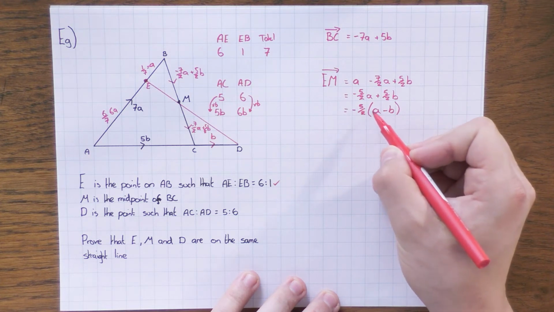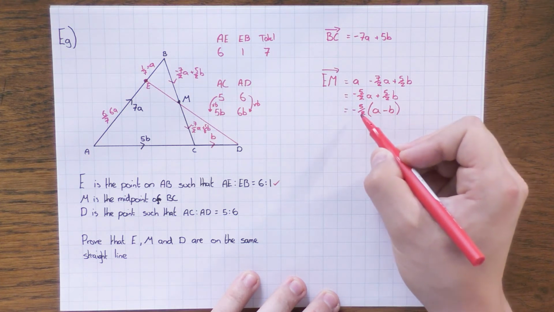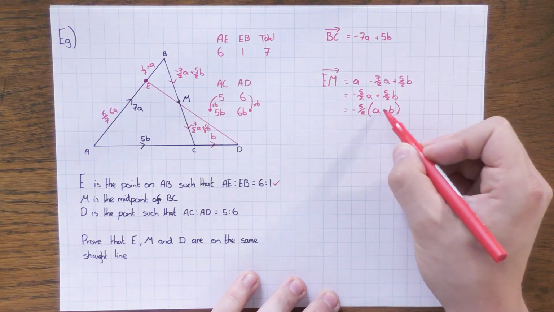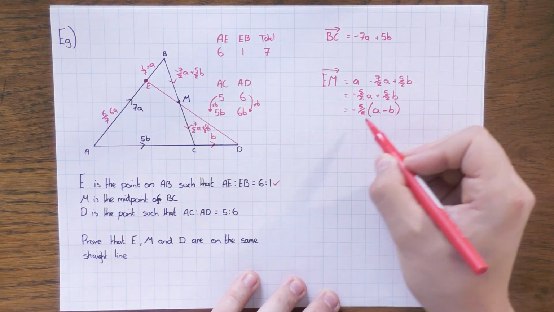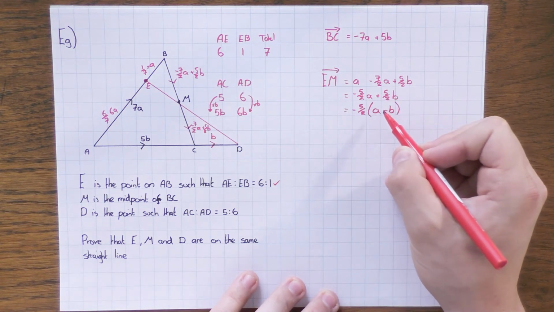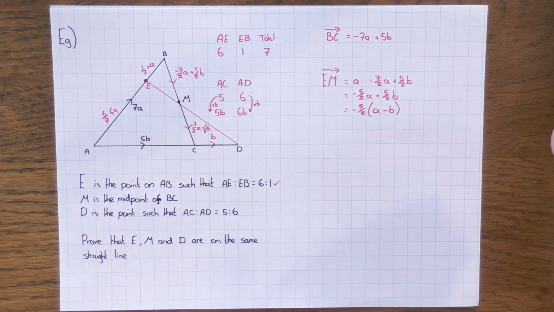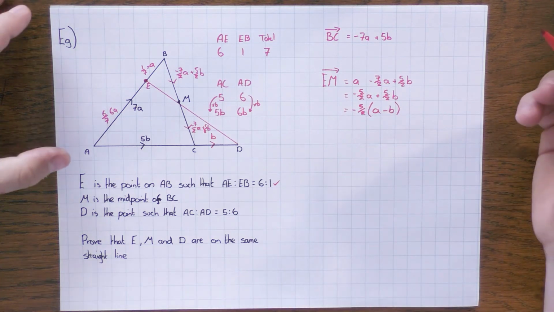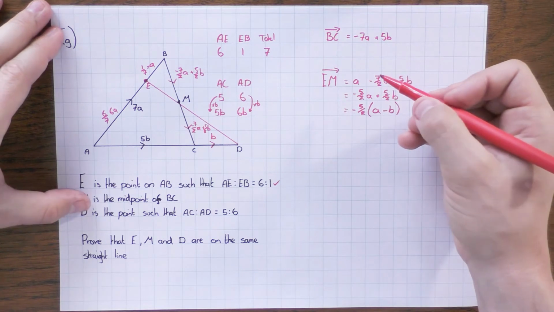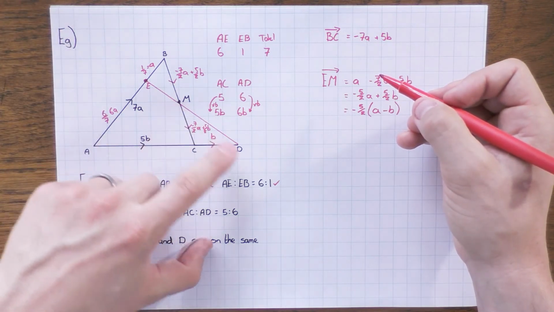Minus 5 over 2 times a is minus 5 over 2a. Minus 5 over 2 times minus b. Minus times minus is a positive. It just makes this nicer. It's personal preference. You could have just done 5 over 2 out. That would have been absolutely fine. So I've done my E to M. Now I need to do my M to D.